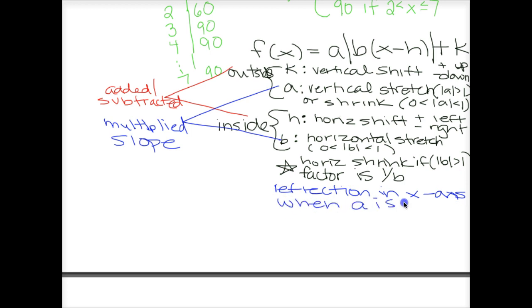When A is negative, we don't care if B is negative. That does nothing. But a reflection happens if A is negative. Okay, so if we want to look at one of the problems here to practice a little bit.